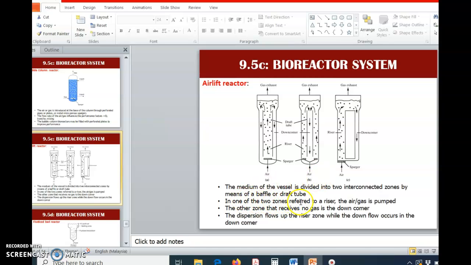One of the two zones is referred to as the riser. As you can see, it rises when you supply the air. The air or gas is pumped. The other zone that receives no gas is the downcomer, where your medium or nutrient will come down after being circulated by the gas. The dispersion flows up the riser zone while the downflow occurs in the downcomer. Quite straightforward.